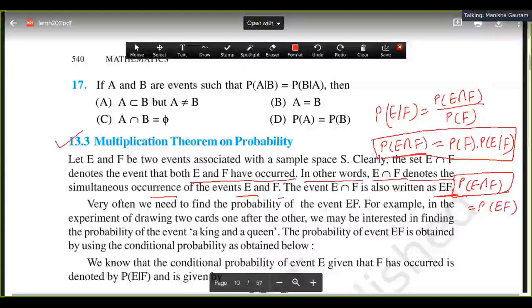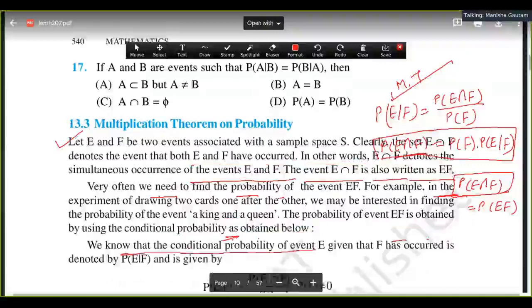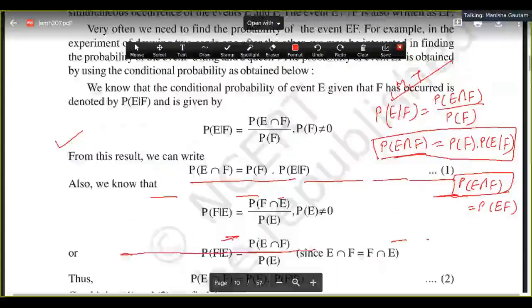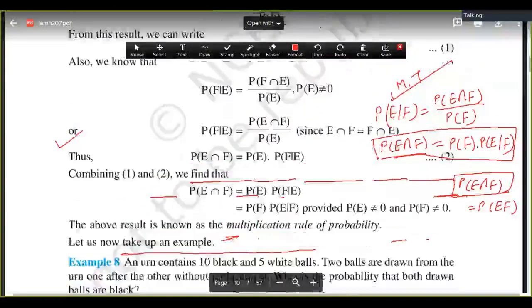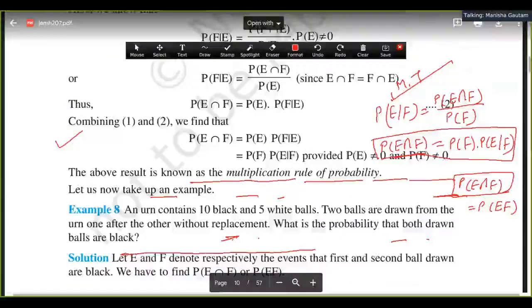Very often we need to find the probability of the event EF. For example, in the experiment of drawing two cards one after the other, we may be interested in finding the probability of the event a king and a queen. The probability of event EF is obtained by using the conditional probability as obtained below, as I told you above. This is the multiplication theorem. Okay, same will be here in the next concept. Same is written here.